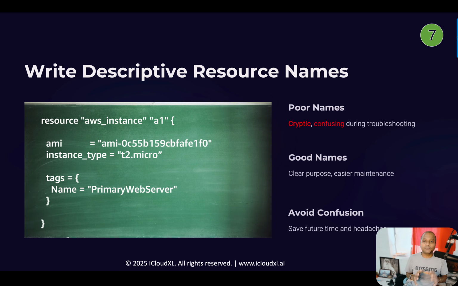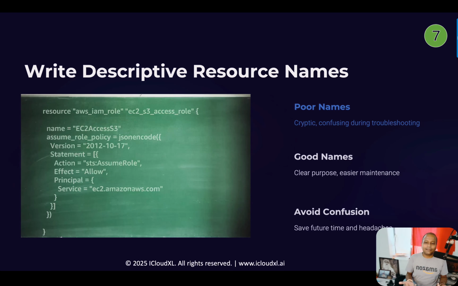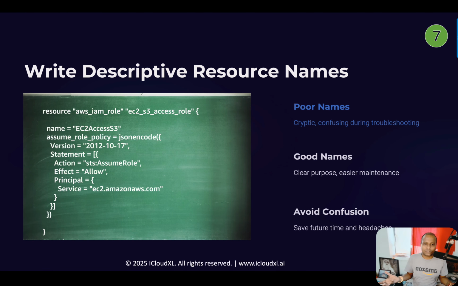So always use meaningful names for the resource. Like in this example, we have used A1, which is a very cryptic name. It doesn't make any sense to use this kind of name, because you don't even know where that resource is, or why this resource is being created, right? So instead, you provide some meaningful name, such as app logs bucket. Like this bucket is for the application logs. And then another example would be EC2 S3 access role. So this resource is for the IAM role, which is EC2 S3 access, right?